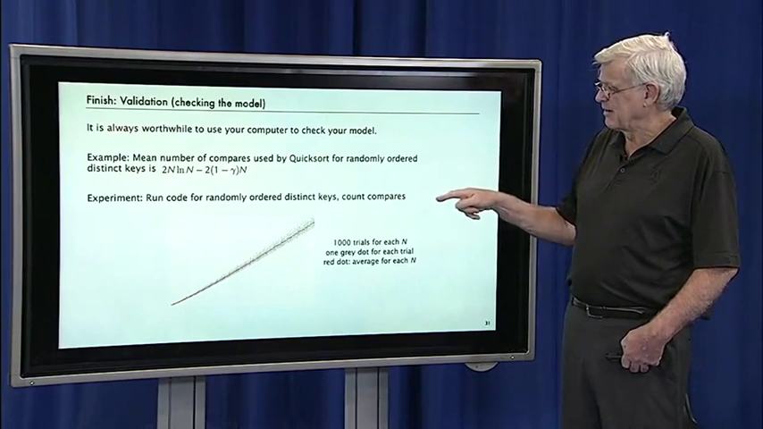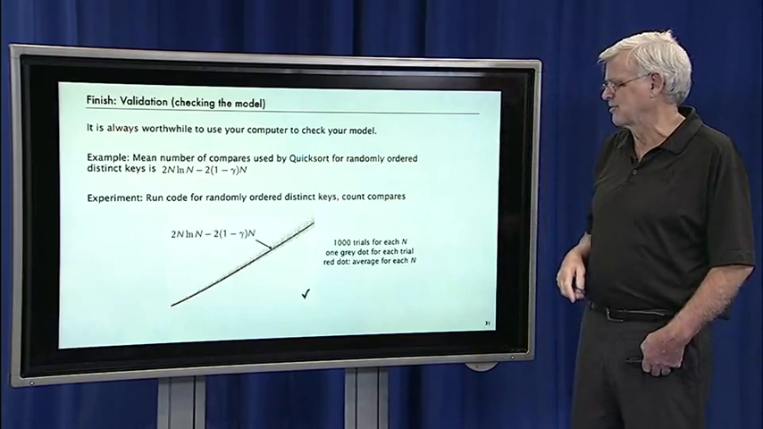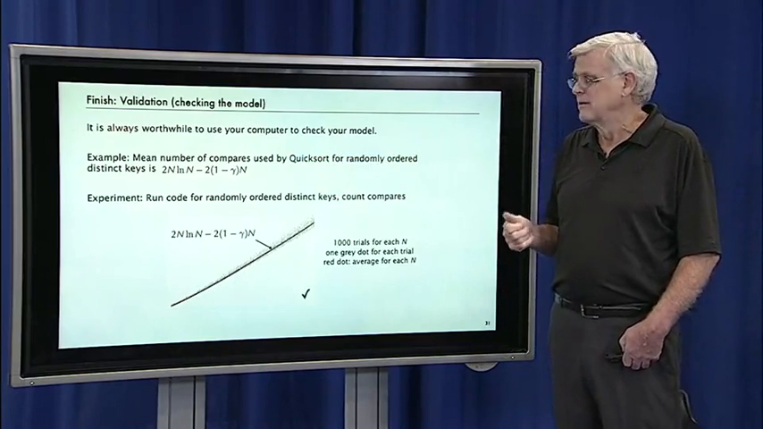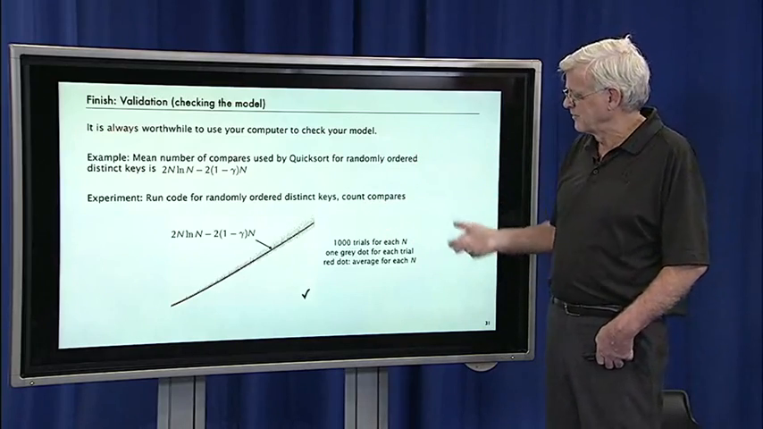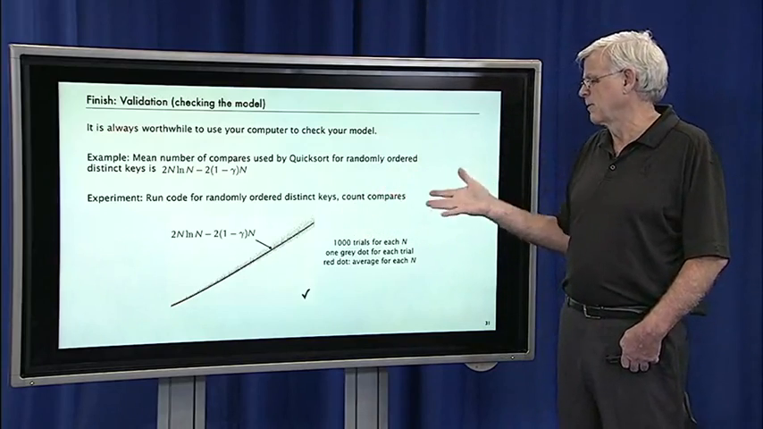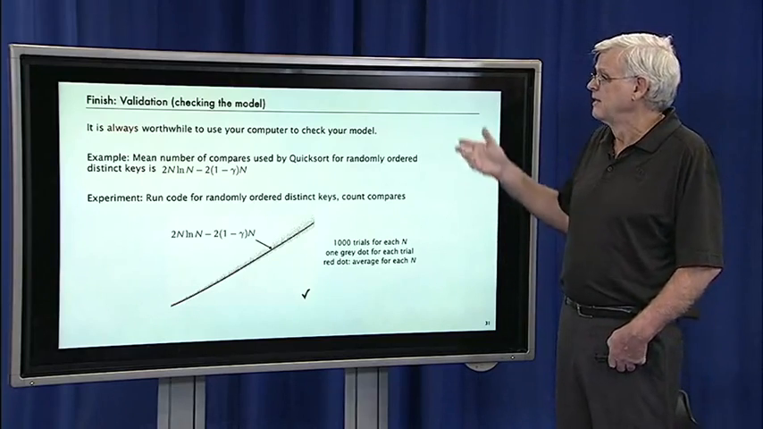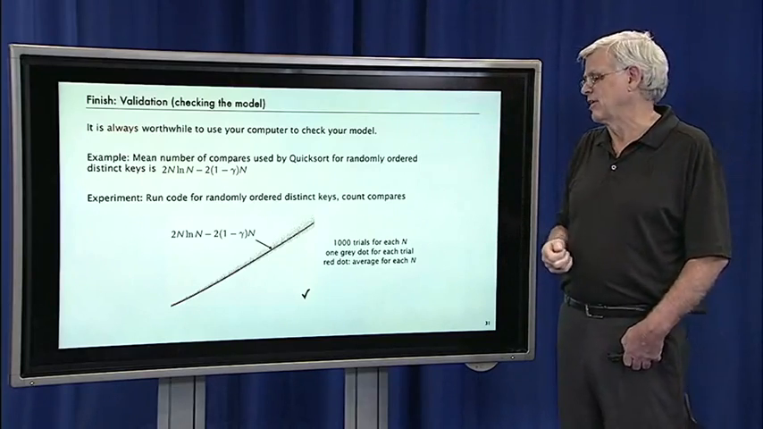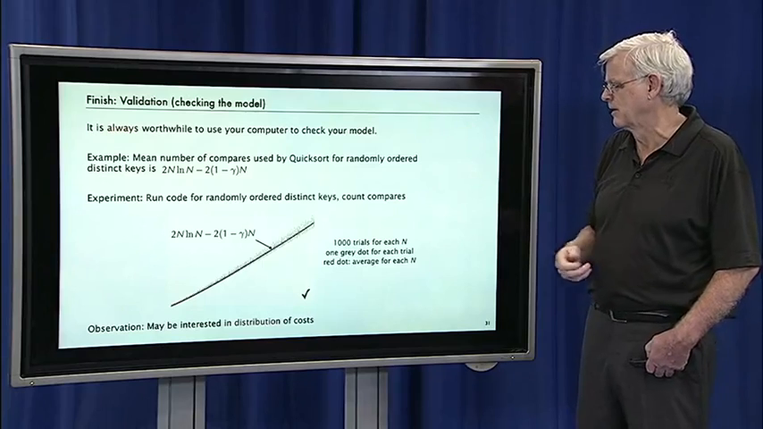And then what we want to compare that against is this function, so we can just plot that function and boom, it's right on. Here we run the algorithm maybe 1,000,000 times, and that experiment shows us that the formula that we got for the number of compares is right on. So that's checking the model, and very successful in the case of Quicksort.